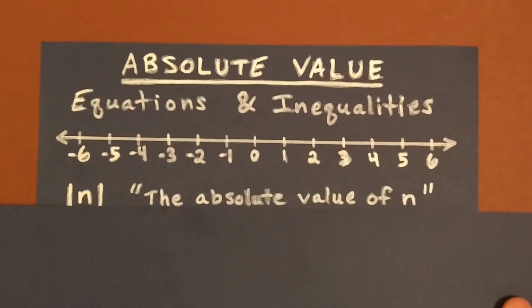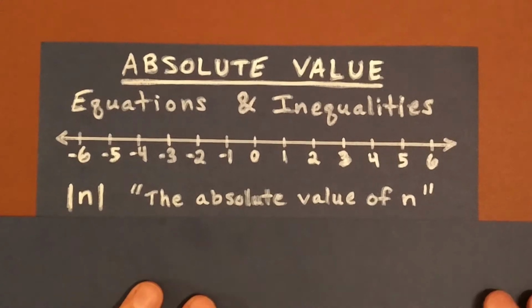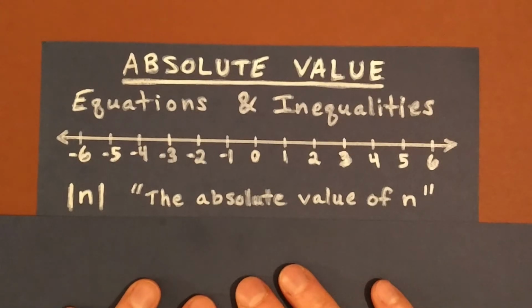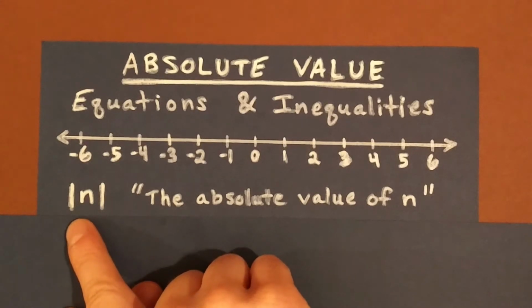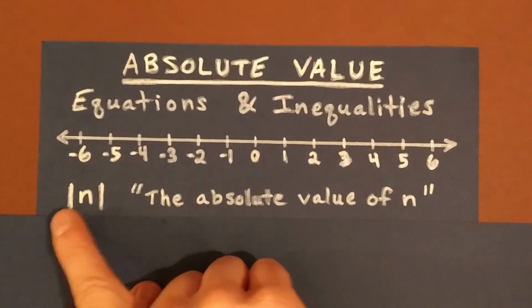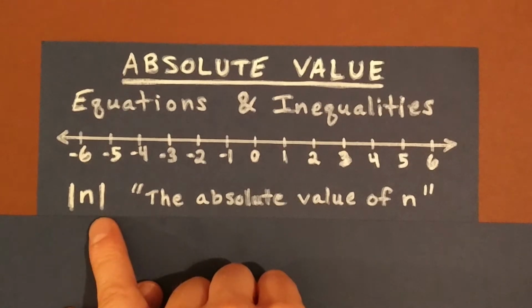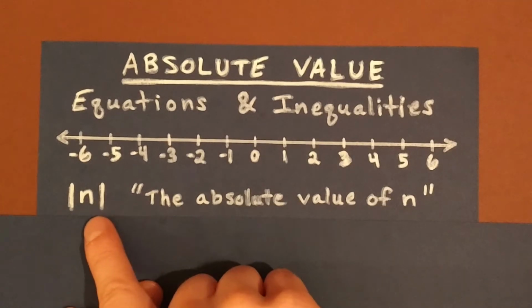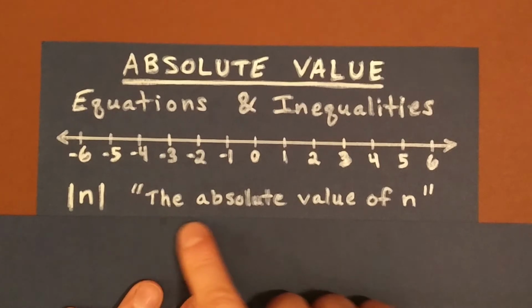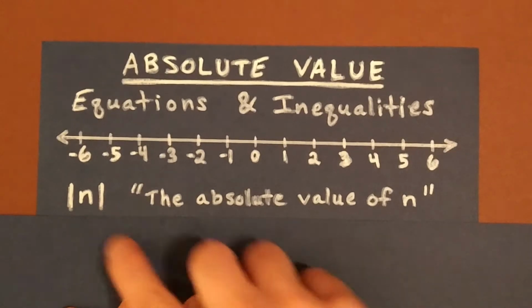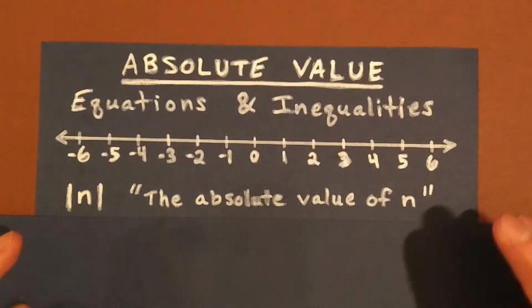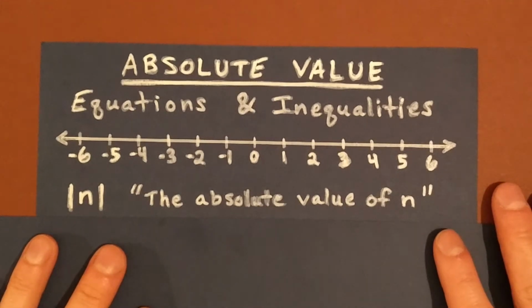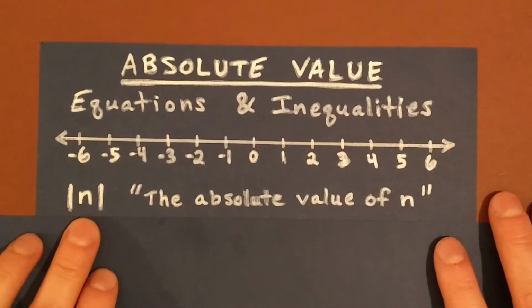So we can take some simple examples. And the notation, first of all, is like this. We put the number inside two vertical lines, like that, and we read this as the absolute value of n, or whatever is inside there. It could be a number, it could be an expression, as we'll see later. So we read that, the absolute value of n.